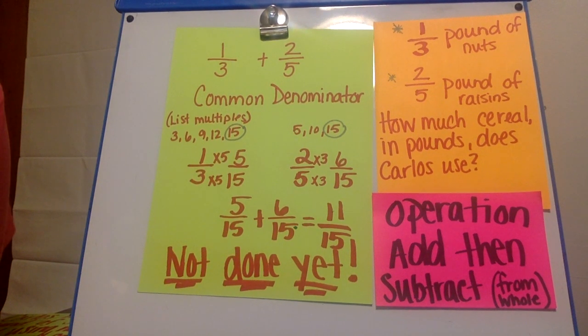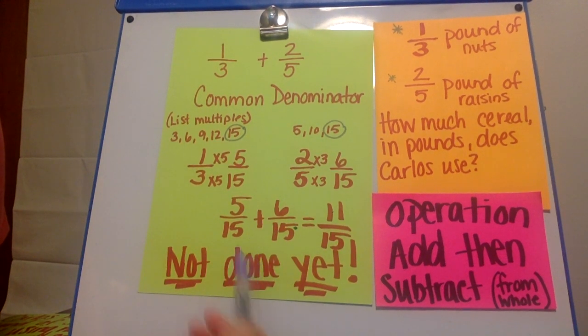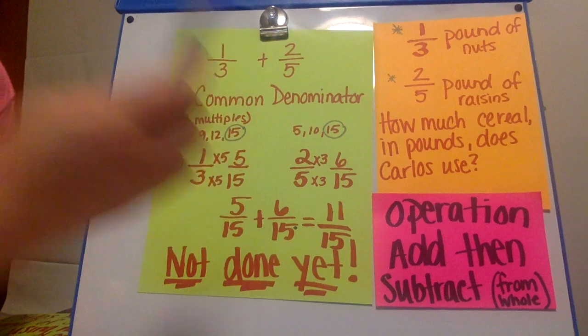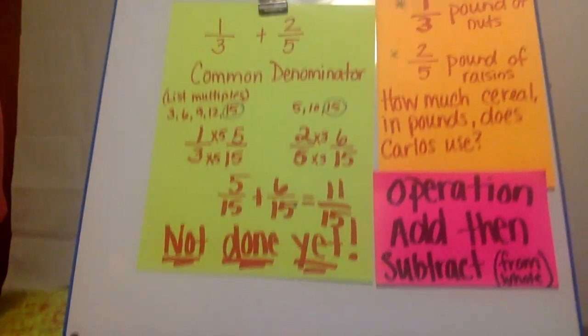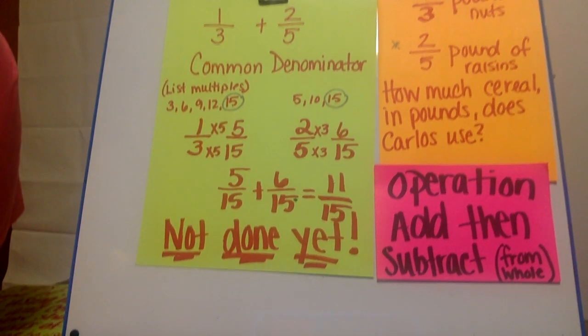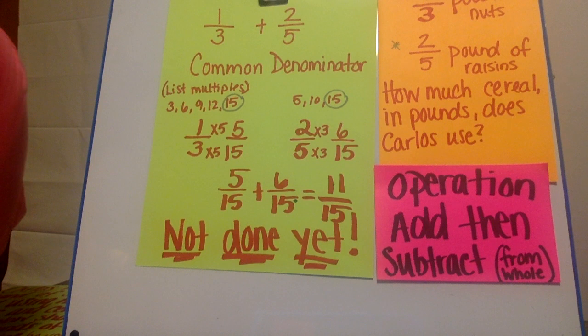Check in on your work. Now that they are alike, I can add them. So I have 5/15, 6/15. I added them together and I got 11/15. Now, we're not done yet, but why don't you go ahead, give yourself a few seconds to check in and check your work.